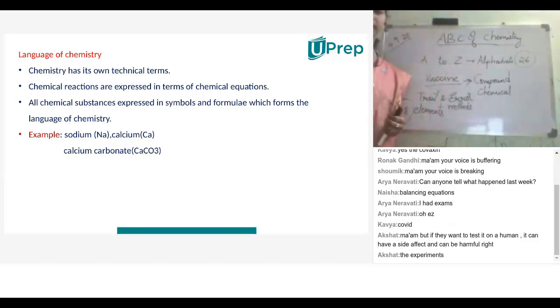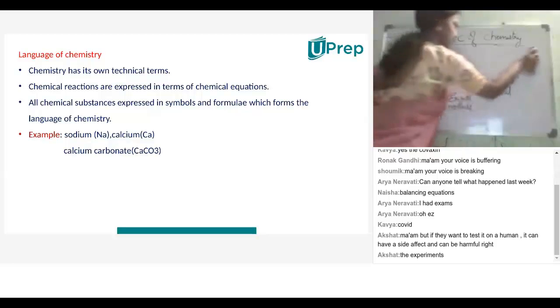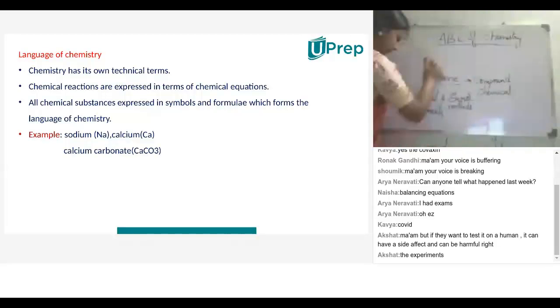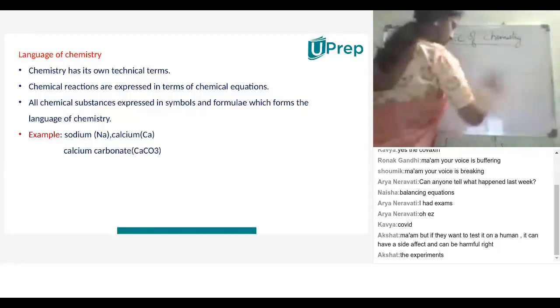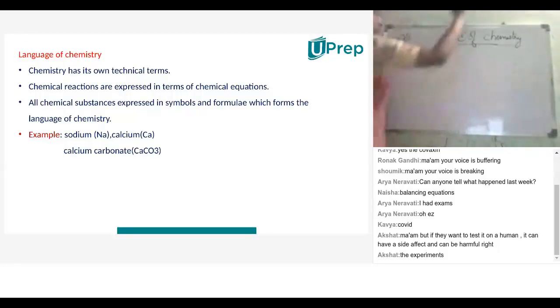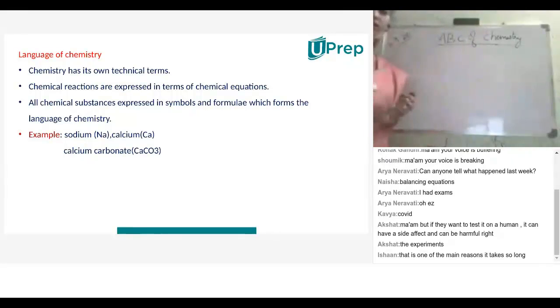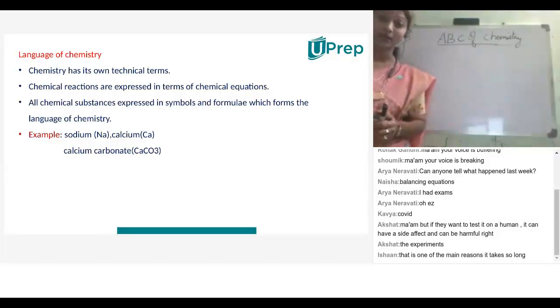Before learning about the elements, what do you mean by the language of chemistry? Ma'am, are symbols a type of language of chemistry? Yes, symbols are nothing but how we are talking. We are talking with letters. Letters combine to form words, and words combine to frame sentences. In the same way, the language of chemistry mainly depends upon elements, symbols, and formulae. Understood, children? Chemistry has its own technical terms.